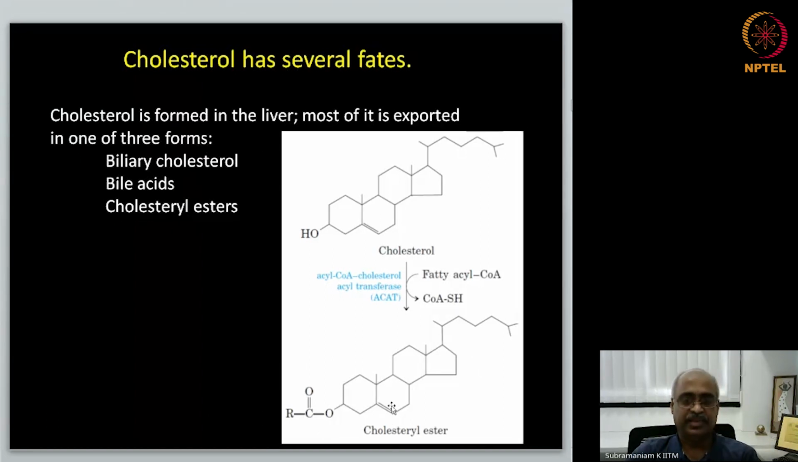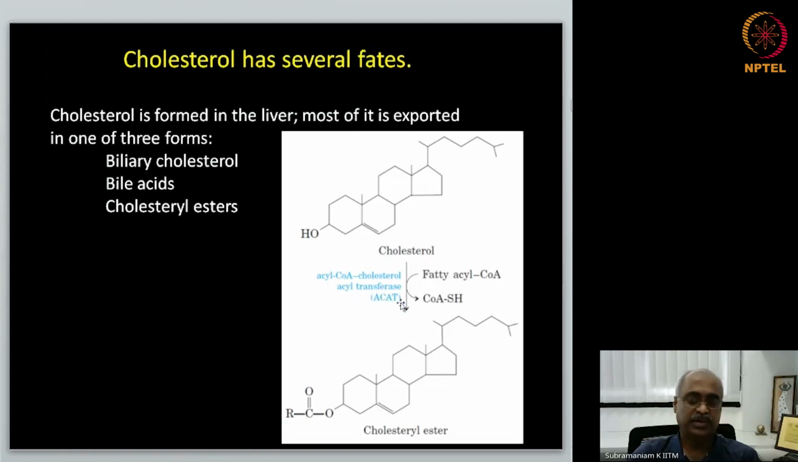So that is another role of cholesterol. And one more, which is not shown here, is incorporation into membranes. So cholesterol is an important component of membranes. Then steroid hormone producing glands like adrenal glands as well as testes, ovary, etc. They take up cholesterol and they use it to make those steroid hormones. So these are the fates of cholesterol.